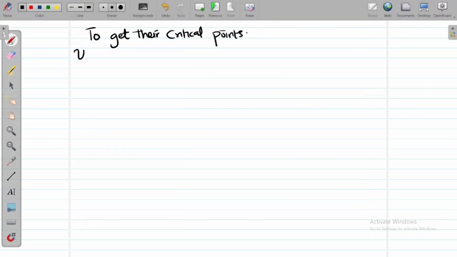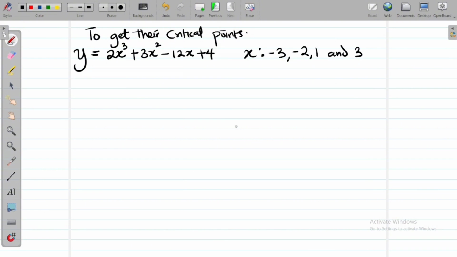So we're going back to y is equal to 2x raised to power 3 plus 3x raised to power 2 minus 12x plus 4. For the values of x, first of all, we had minus 3, minus 2, 1, and then 3. These are the 3 values that we're given. So we're going to fix the value for y in all of them.